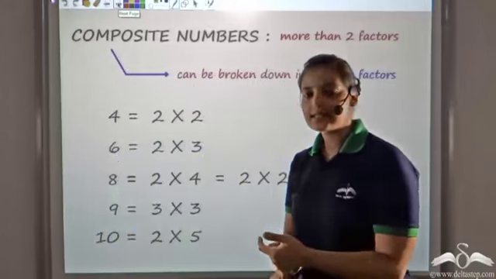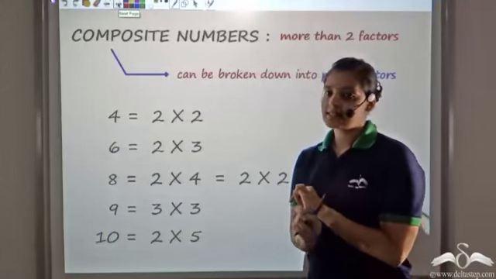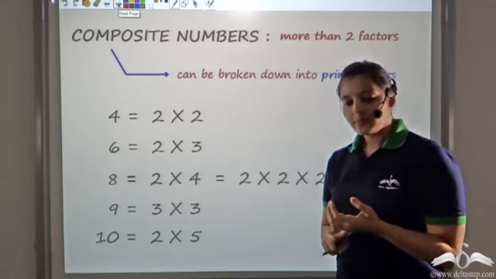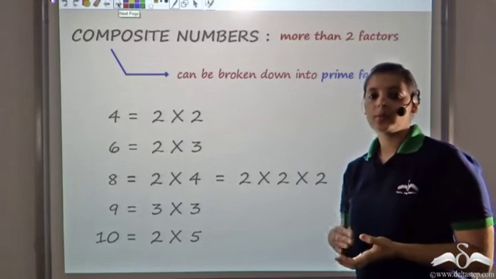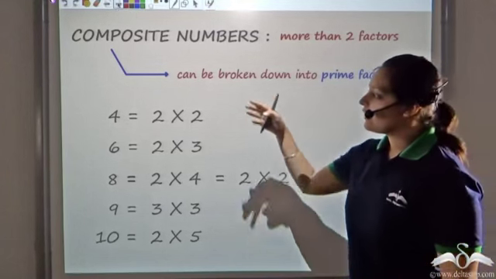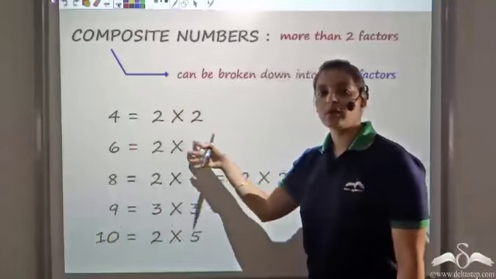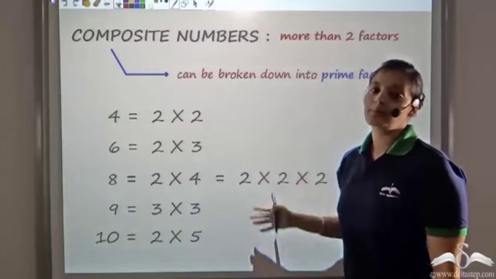So what we've seen is that a prime number has exactly 2 factors. A number that has more than 2 factors would become a composite number, and every composite number can be broken down into a product of prime numbers.